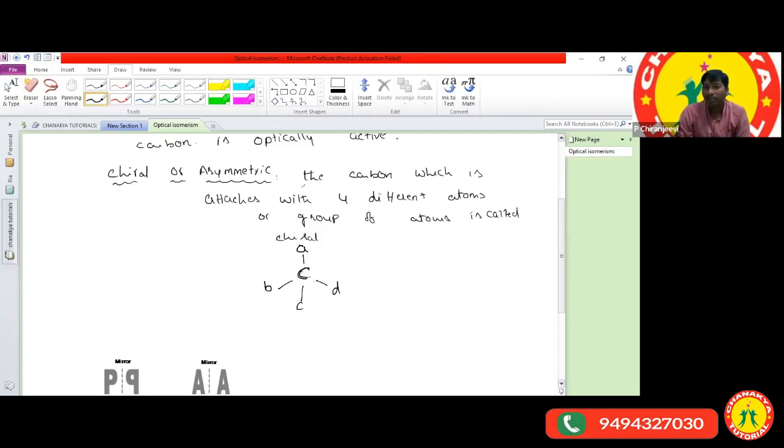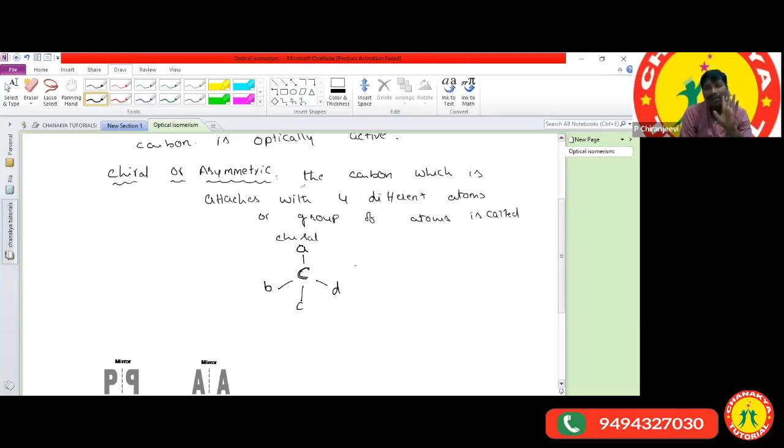Now you got the clarity? Optically active compounds means the compounds which contain chiral carbon or asymmetric carbon. Sir, chiral means the carbon which is attached with four different atoms or groups of atoms. And one more example: if you see our hand, if the hand is cut in any direction, are you getting two equal halves?